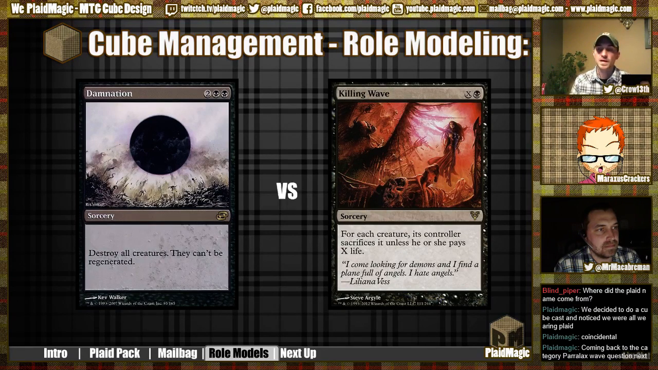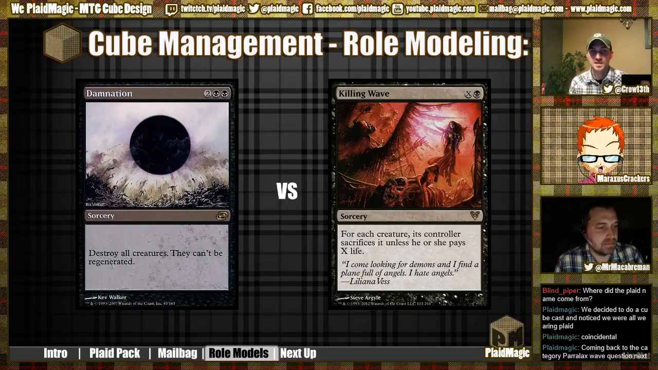But it's a matter of understanding, though. I think the reason why I brought up Parallax Wave is that if we took Parallax Wave out of our cube, we would probably have to replace it with a similar effect for the archetype to still function the way and the power level that we want it to function. But yeah, it's a good point. I mean, this isn't hard and fast rules.